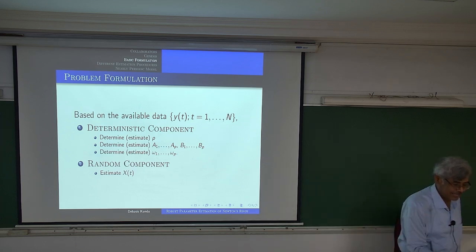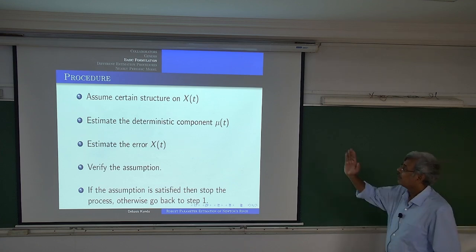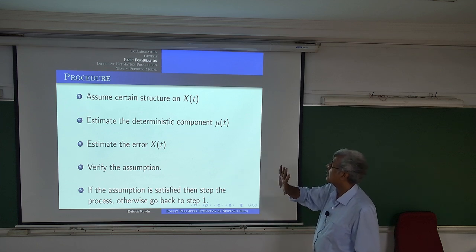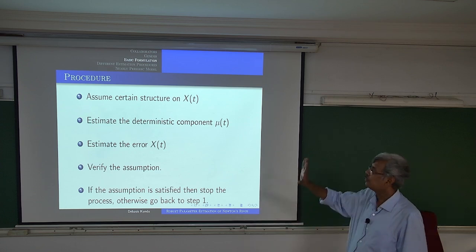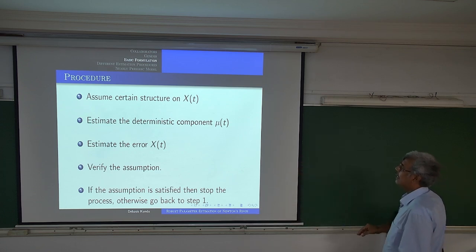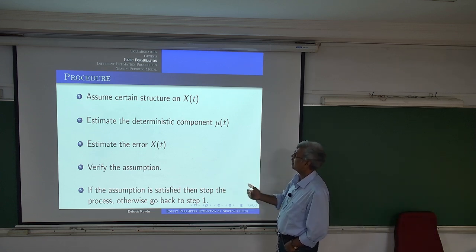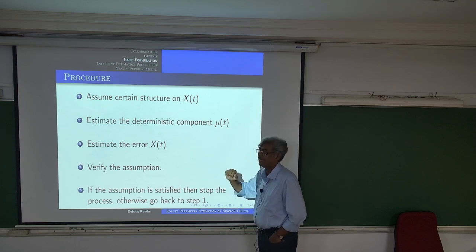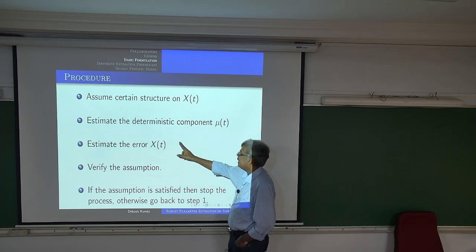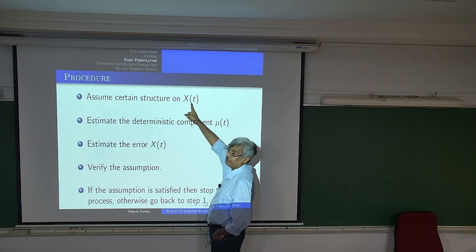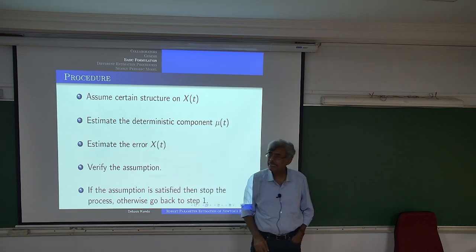So that's what you do. First we assume a certain structure on xt. When you have the data, we assume a certain structure on xt, and then based on that structure I'll come up with an estimator and find out my mean vector, this mu t, the signal. At the same time, I estimate the error also based on that assumption, because I have assumed a certain structure on xt, and then I'll come back and find out this xt.